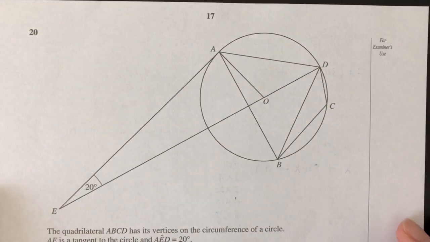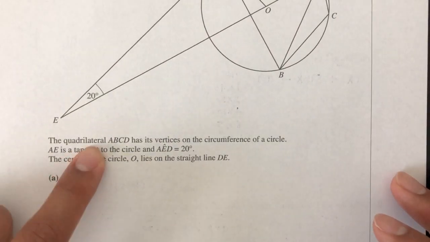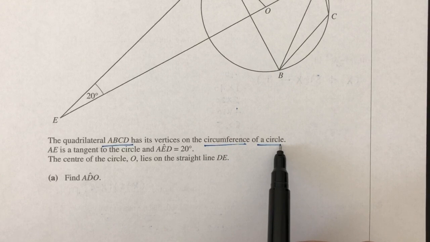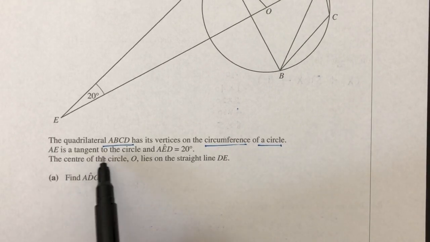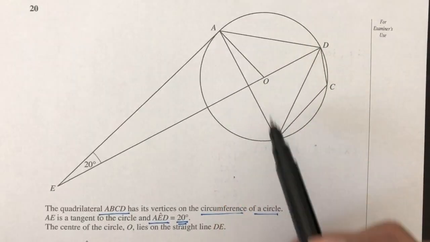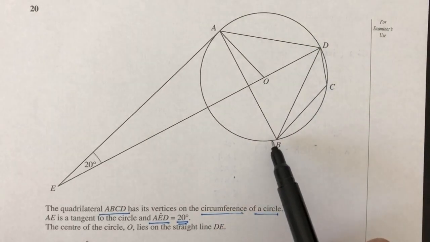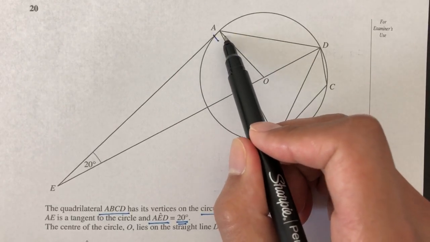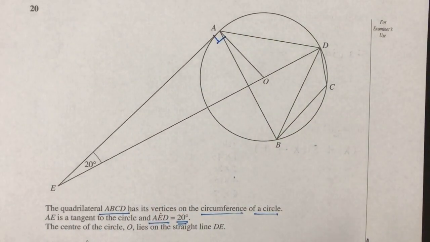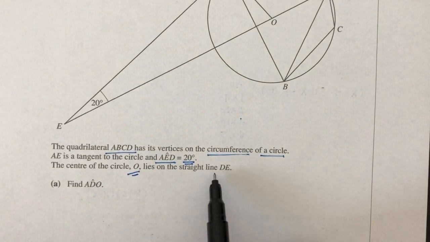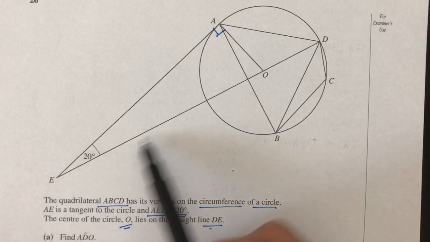Question number 20. Here we have circles, I think, circle theory. A quadrilateral ABCD has its vertices on the circumference of a circle. AE is a tangent to the circle, and AED is 20 degrees. So we have A, B, C, and D. They all touch the circle, and AE is a tangent to the circle, which means angle DAE is 90. You should know that. That's always been the case. It's a theory. Now, the center of the circle O lies on the straight line DE. So DE, center is here.